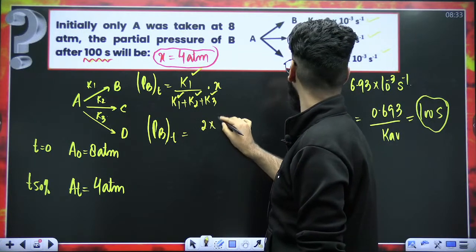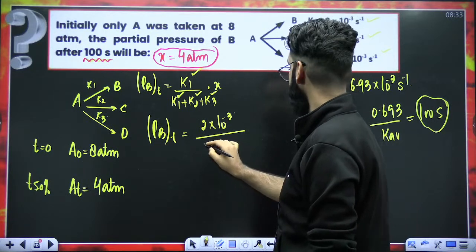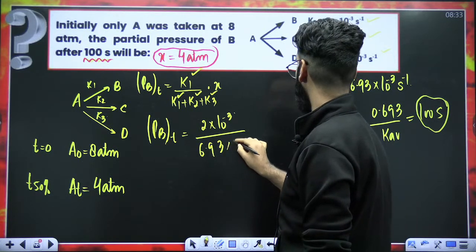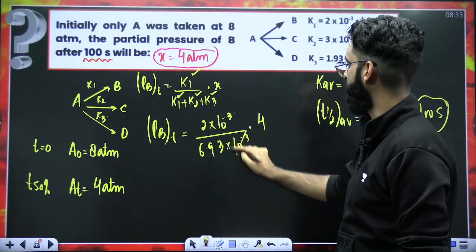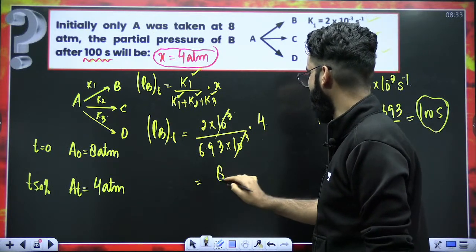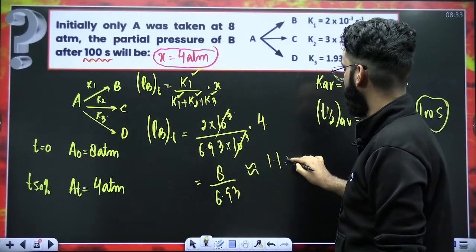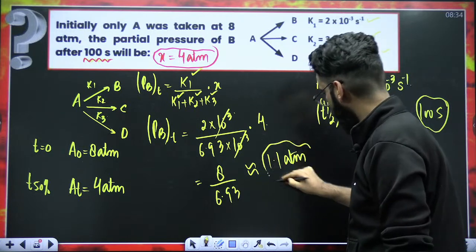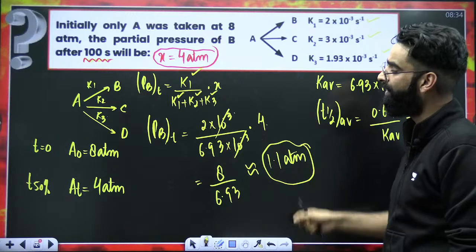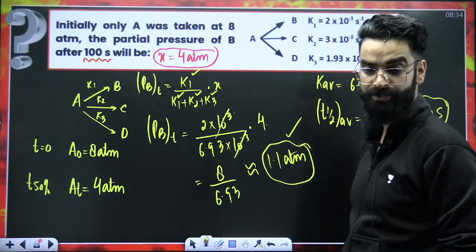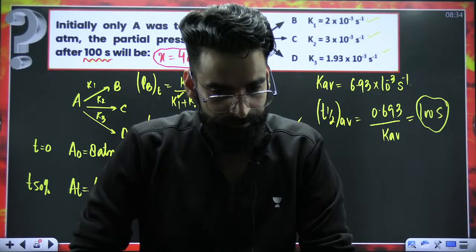K1 is 2 into 10 raised to the power minus 3, divided by the sum, which is 6.93 into 10 raised to the power minus 3, multiplied by the X value, which is 4. So 10 power minus 3 and 10 power minus 3 cancel. It's going to be 8 divided by 6.93, which is approximately 1.1 atm. So the partial pressure of B, the contribution of B towards the total pressure of the mixture at 100 seconds, is going to be 1.1 atm. I hope this is clear to everyone.